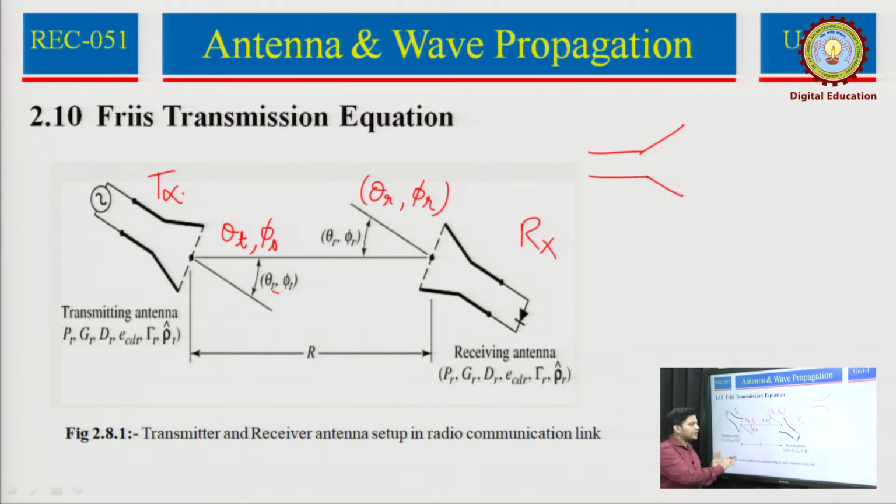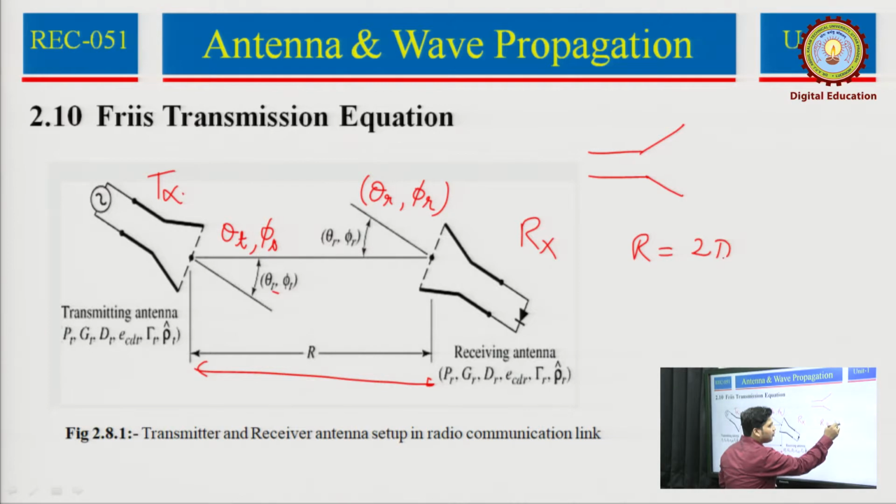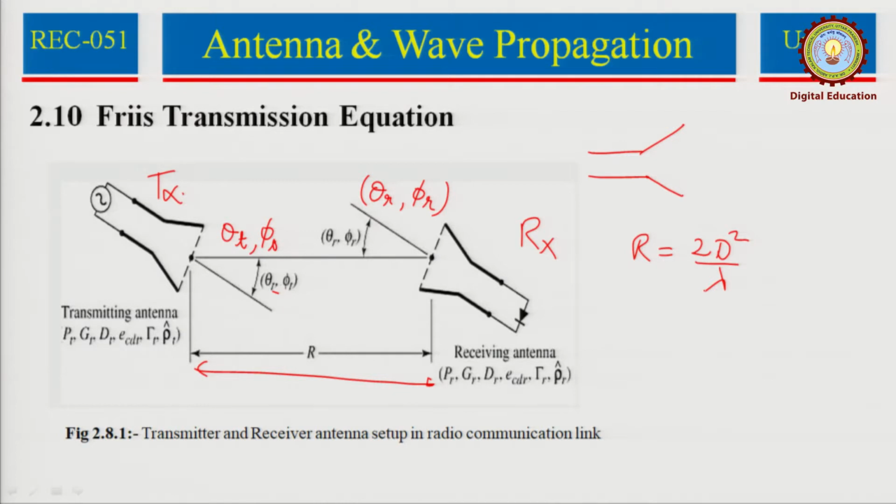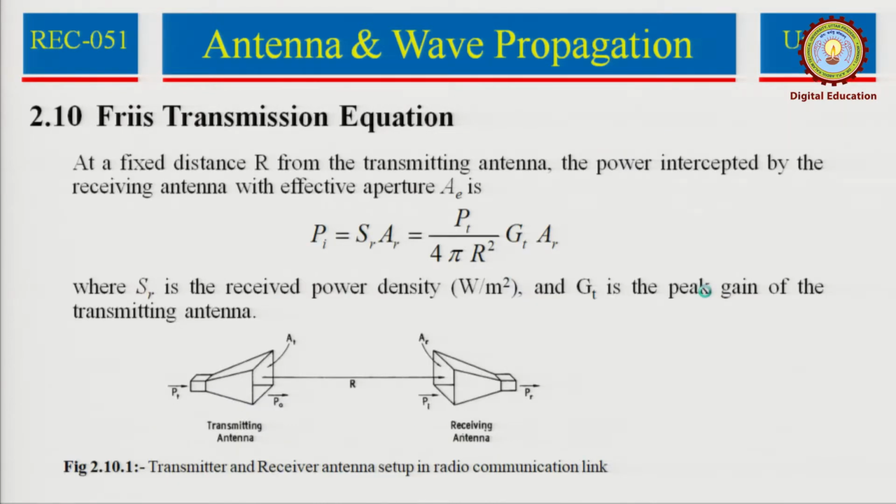So, this is the basic setup and it is separated by a distance, capital R. In the far field, R can be termed as 2D square upon lambda. When we discussed field regions, we discussed this formulation. So, R is a very large separation distance, so it is a far field quantity. So, the distance is always 2D square upon lambda. Now, let us develop this equation.